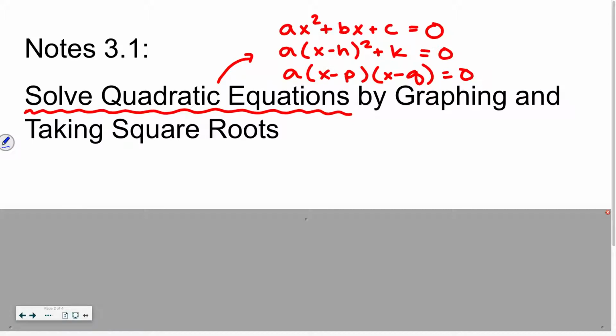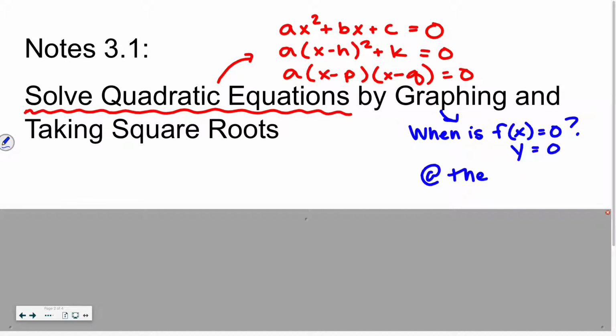Okay, so if I'm solving by graphing, when is f of x equal to 0, or you could say y equals 0, that means the same thing, right? At the x-intercepts. So if you're solving by graphing, you're looking for x-intercepts.